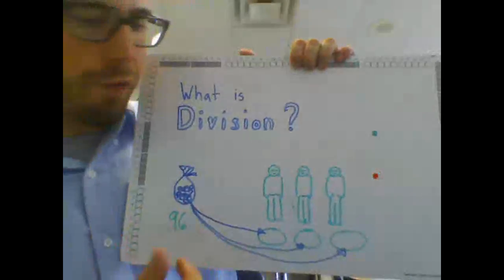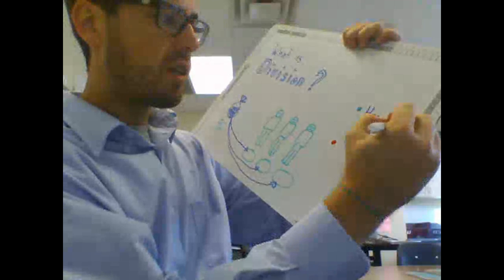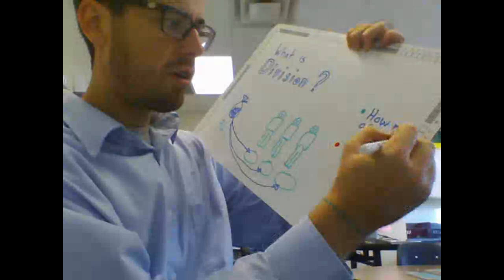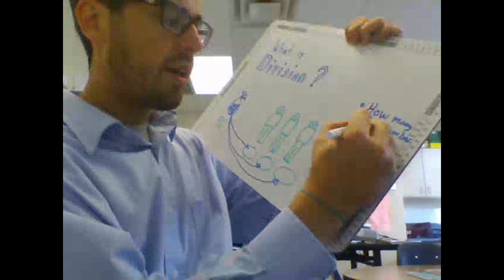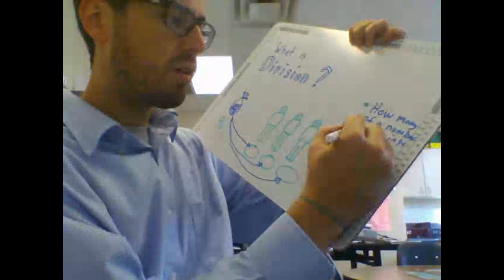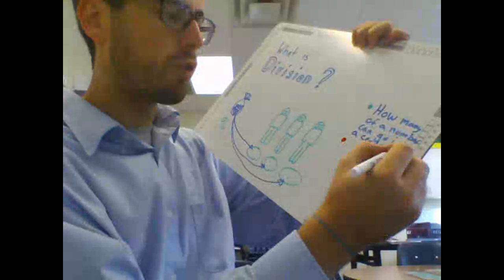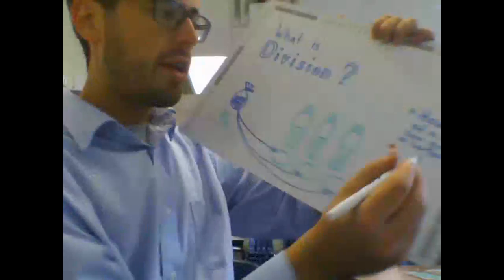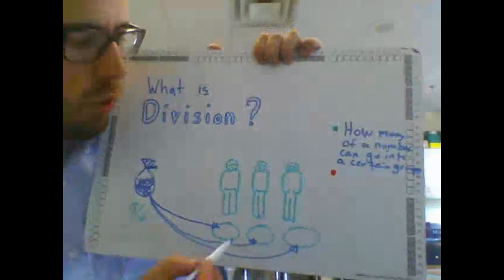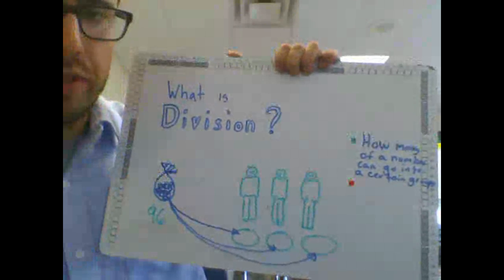It's seeing, first of all, how many of a number can go into a certain group or a certain amount of groups. Now, you'll notice in this case that we have three kids, or in other words, we have three groups that we want to split up our marshmallows in.